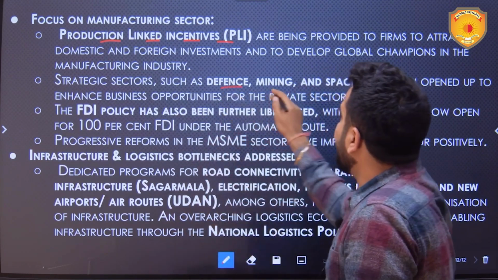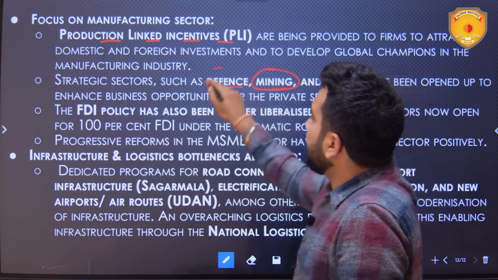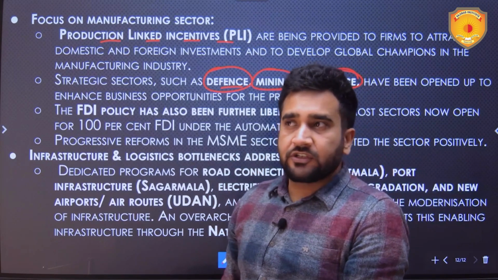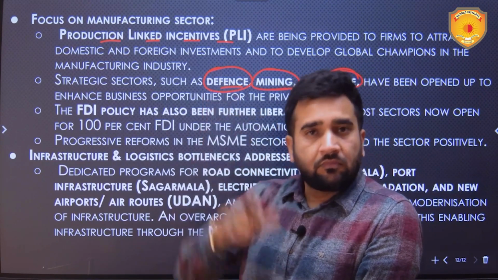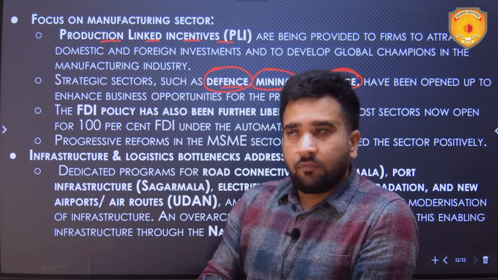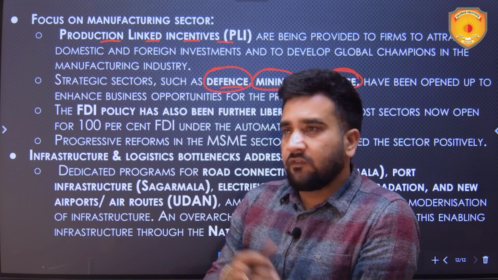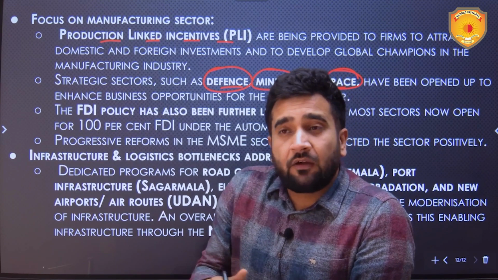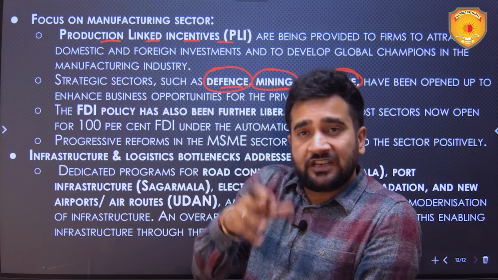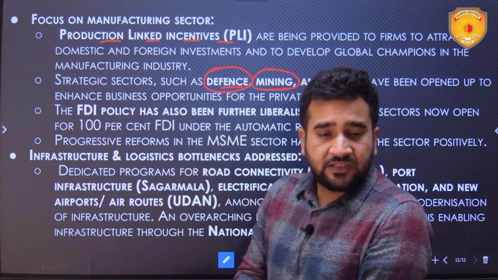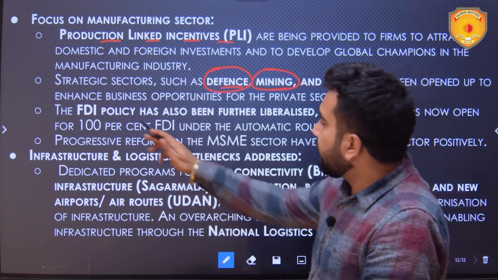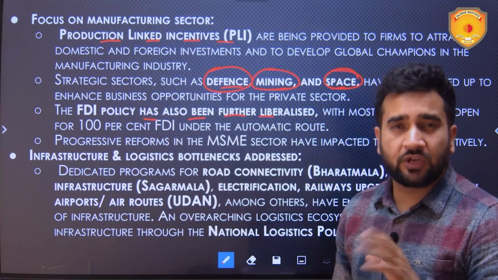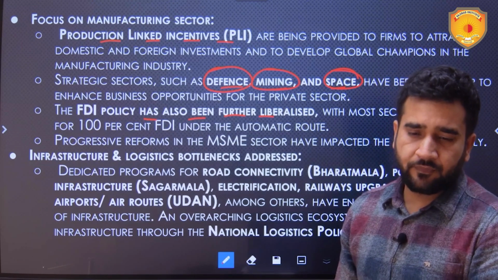Strategic sectors such as defense, mining and space have been opened for the private sector. Last year we could see the first private launch vehicle, Mission Prarambh. Then we could see the formation of agencies like InSpace in ISRO, whose main focus is to facilitate private investment in the space sector. Then the FDI policy has been further liberalized. 100% FDI is allowed under the automatic route in multiple sectors now.